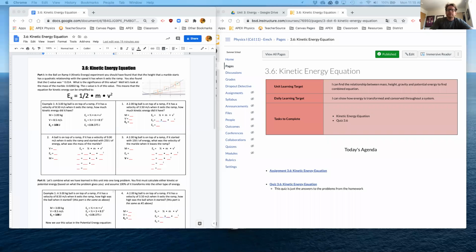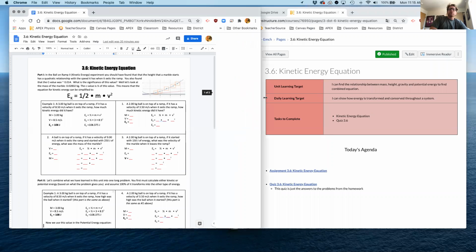All right, everybody. So here we are, one of the last assignments of the year. We are talking about kinetic energy equations. This is assignment 3.6. This is what it looks like.